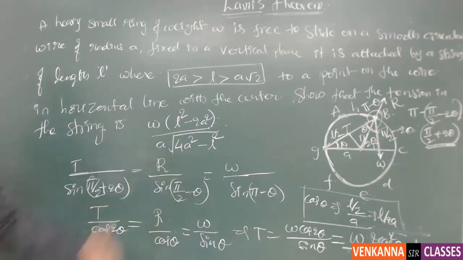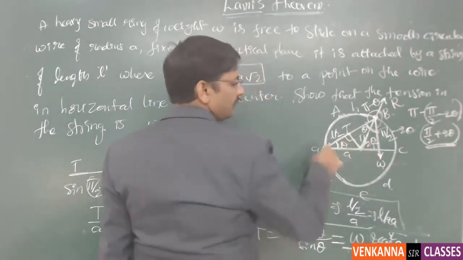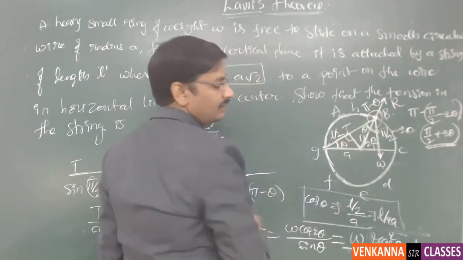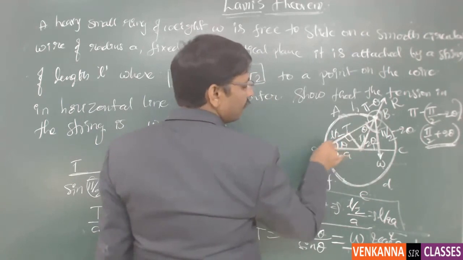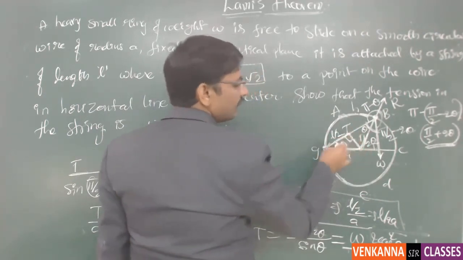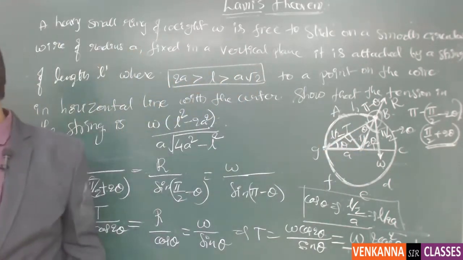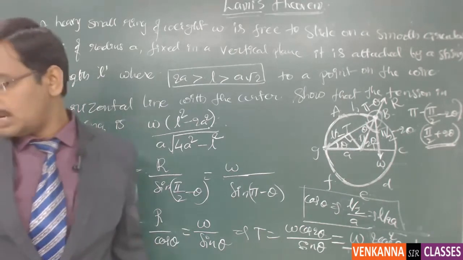Cos theta value I have given. So this is cos theta. If you draw a perpendicular from here, this length will be equally divided, and this will be L by 2 and this will be A. So this is the hypotenuse and this is a right angle triangle, this is the base. So L by 2 and A. From there you can bring the cos theta value, L by 2A.